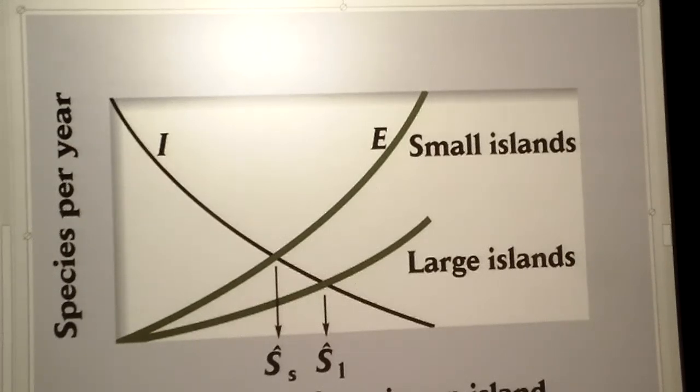But key things that you guys need to look out for. Large islands tend to support a larger number of species. Okay? Immigration goes down, extinction levels go up. Smaller islands, again, the immigration is also going to go down and the extinction levels are going to go up, but differently, at a different rate. Okay?